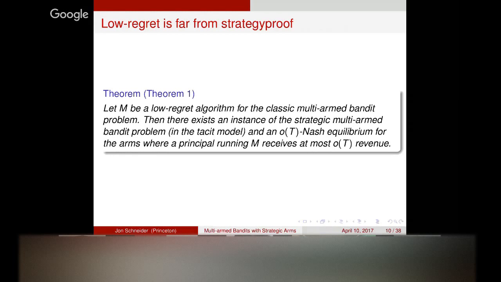Times t. Yeah, mu_i over k times t. What is mu_i in this instance? So mu_i can be basically, the theorem says there exists an instance, but as long as the gap between the largest two mu_i is not too big, then it works. You don't need all the mu_i's to be small or something.